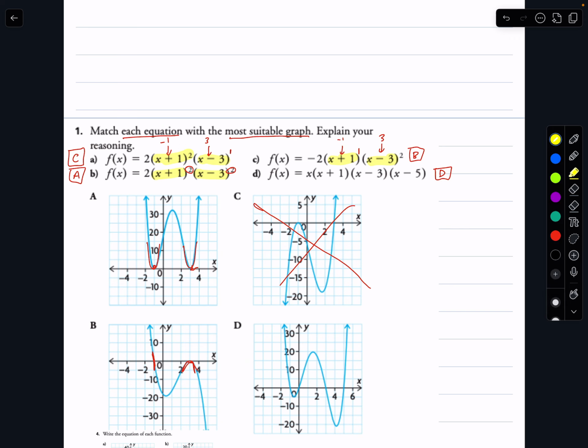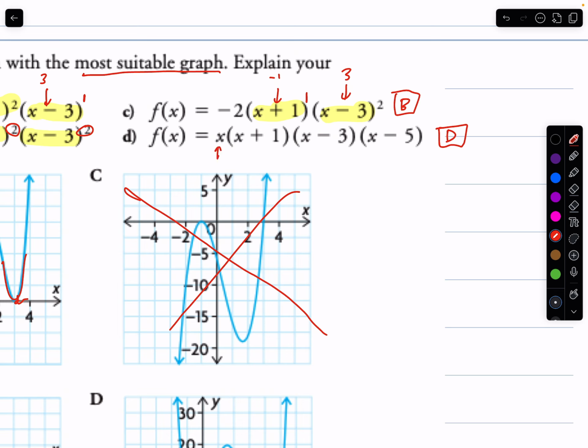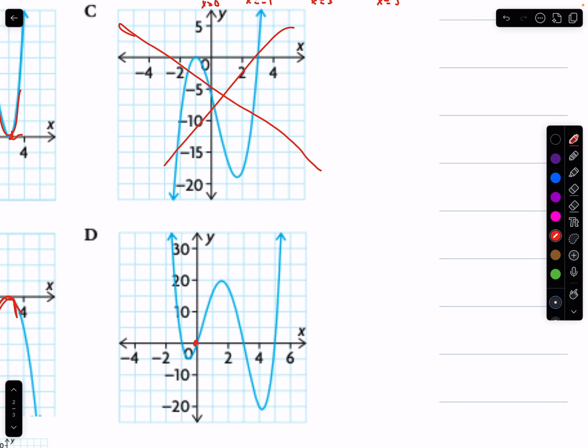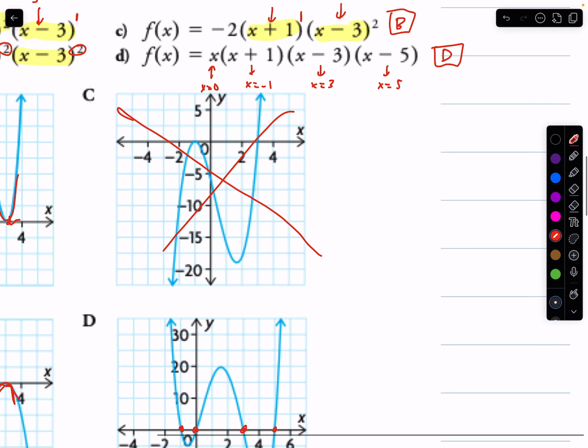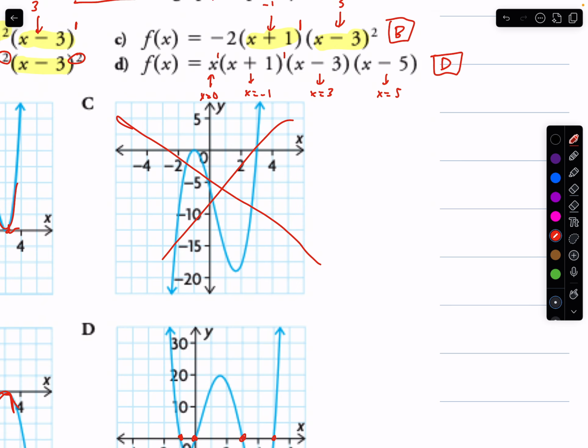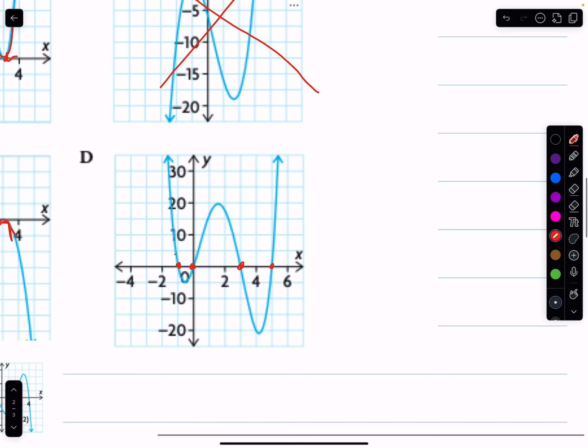However, we can just double check how that works. This one has 4 intercepts: x equals 0, x equals -1, x equals 3, and x equals 5. So that means 0, -1, 3, and 5. Based off the x-intercepts, we know for sure that it has to be D. But also, let's look at the patterns. This is degree 1, this is degree 1, this is degree 1, this is degree 1. Therefore, they're all straight, which makes sense.